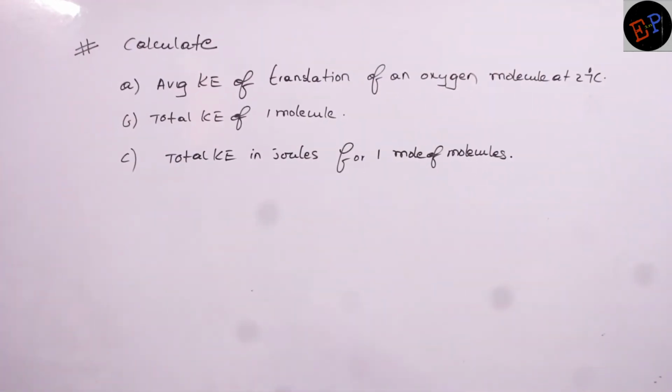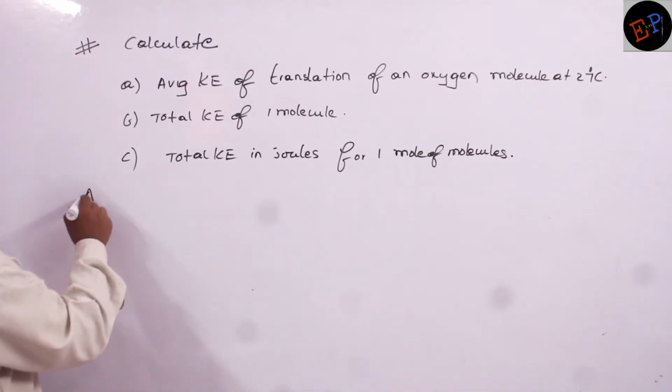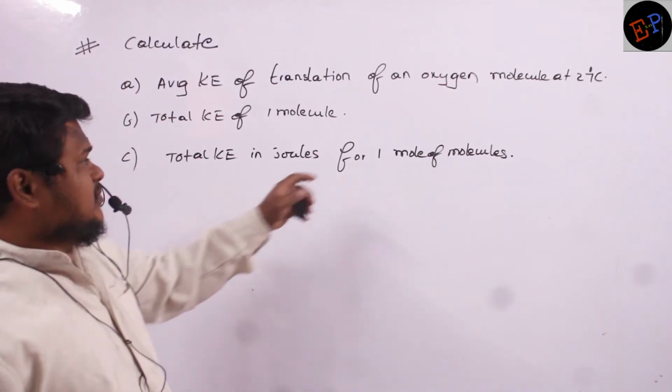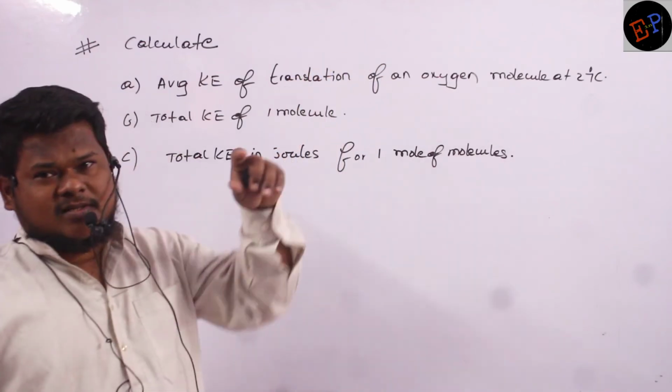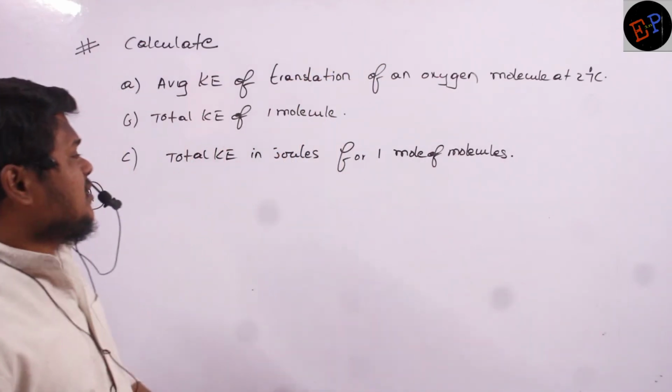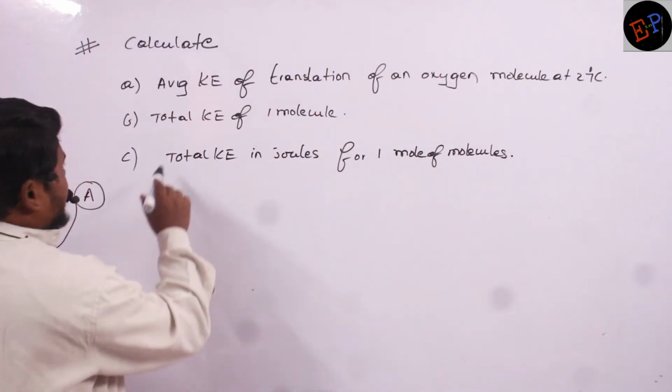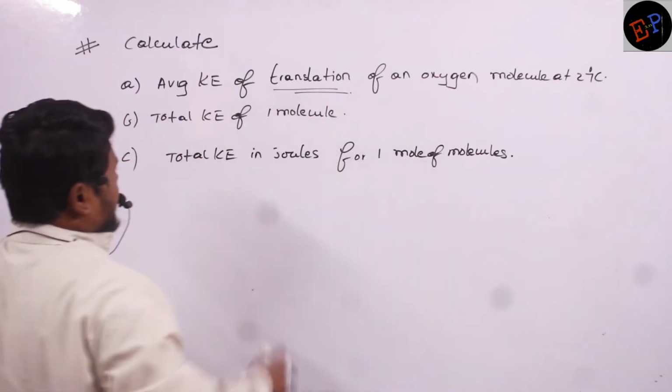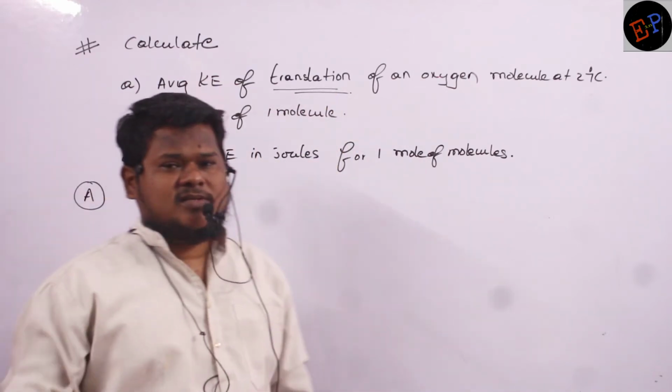Okay, see this question. Calculate the average kinetic energy of translation of an oxygen molecule. It means he is asking about a single oxygen molecule at 27 degrees Celsius. And which energy is he asking? Only translational energy, which means energy in a straight line.